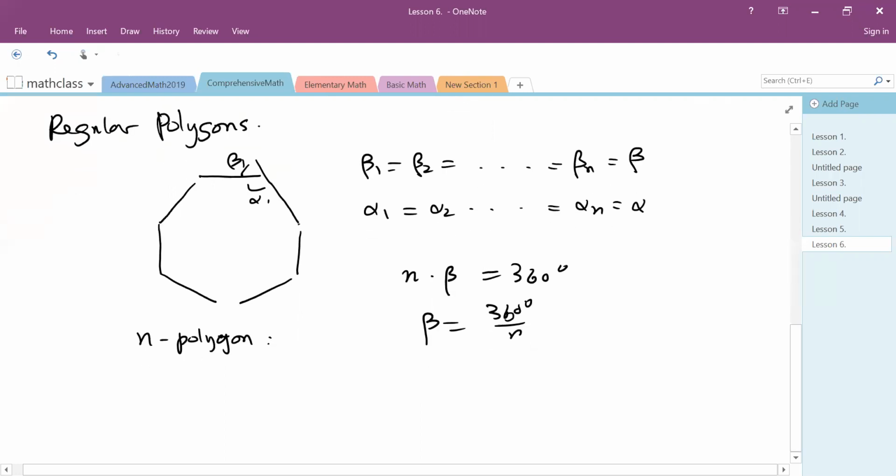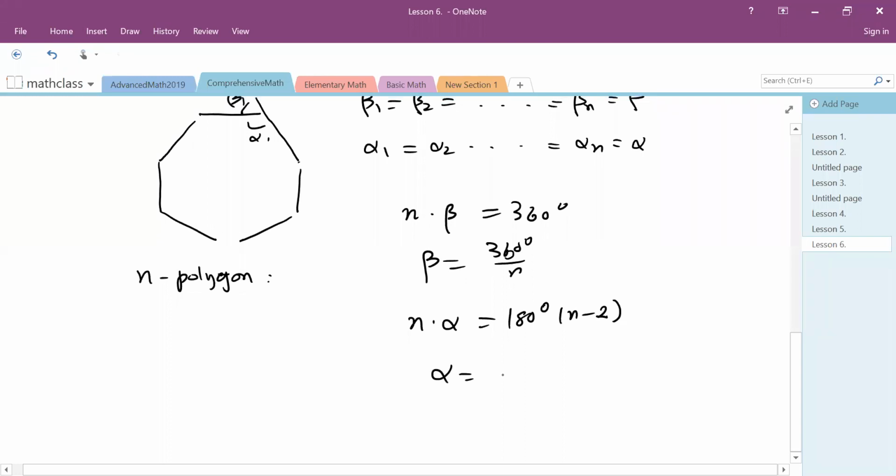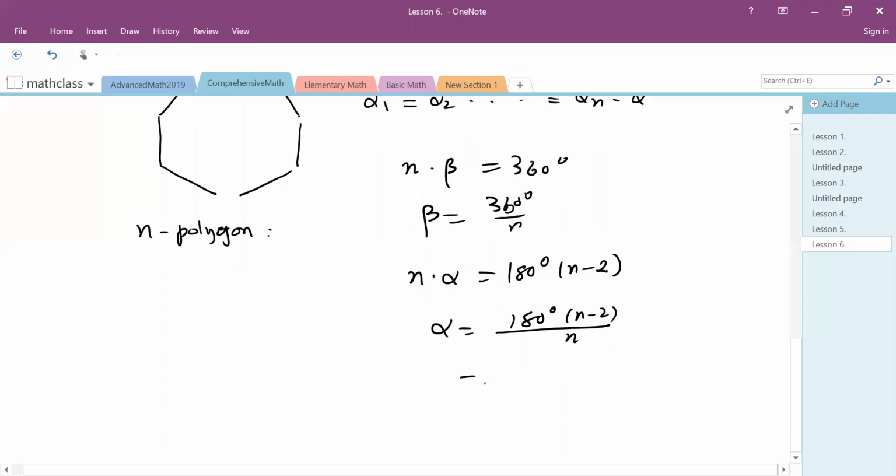If we use the interior angle, n times alpha, which is the sum of n interior angles, is going to be 180 degrees times n minus 2. So alpha is going to be that divided by n. So with more edges, of course, the interior angle will decrease, but it's getting close to 180 degrees. You see that, right? This is going to be 180 degrees times 1 minus 2 over n.